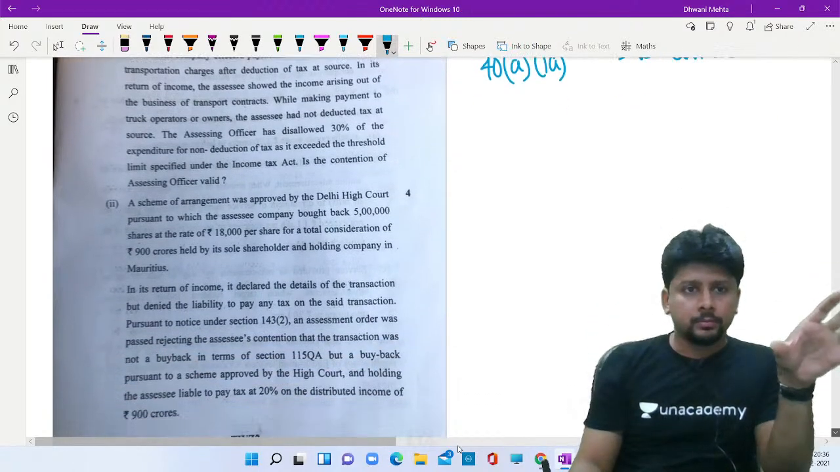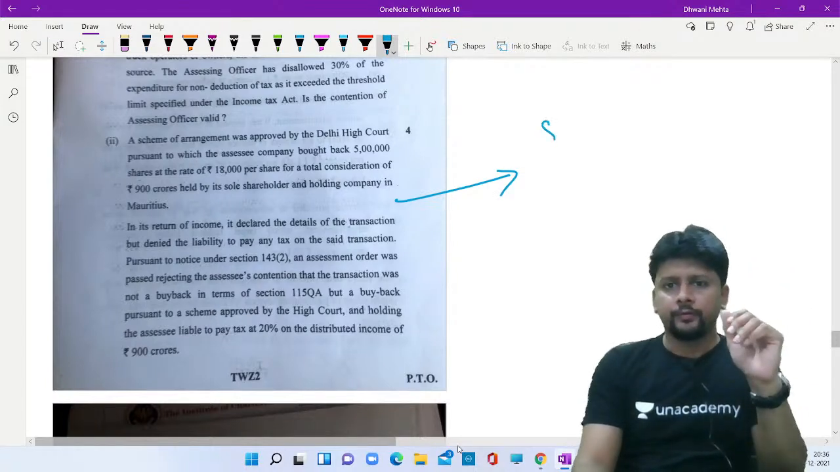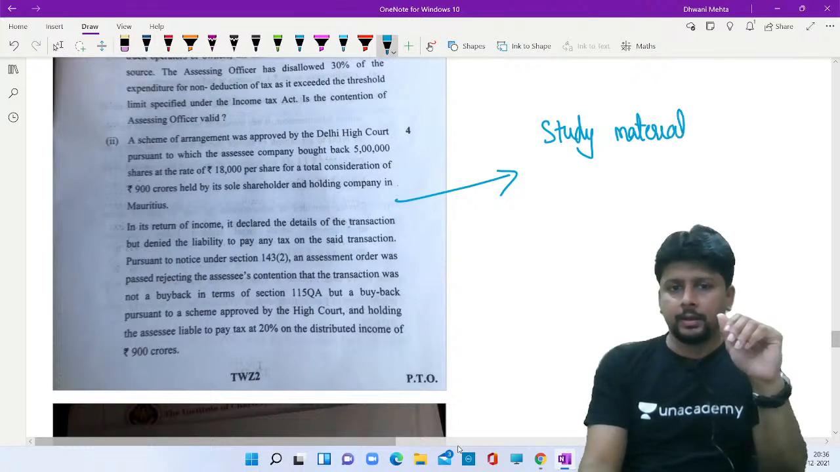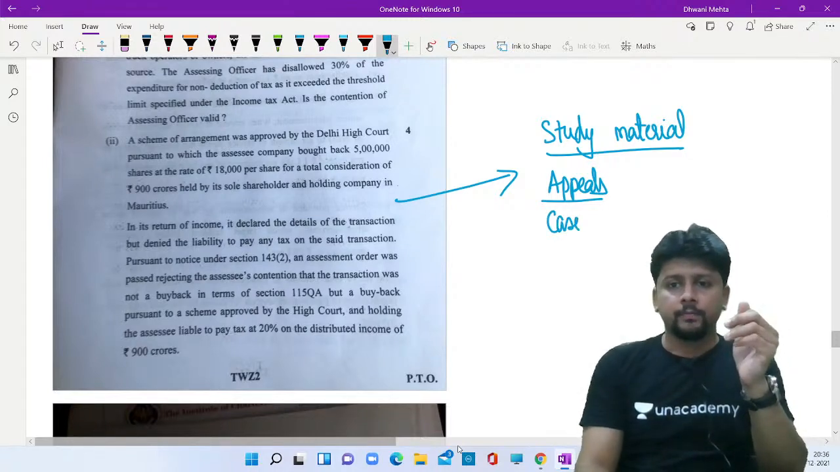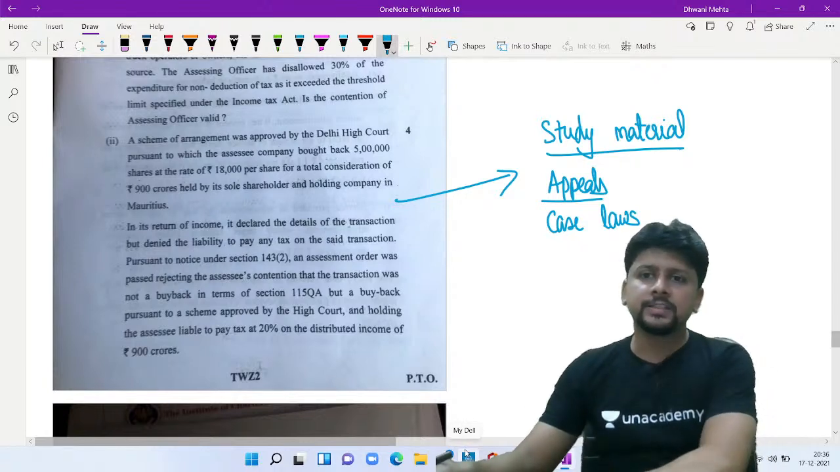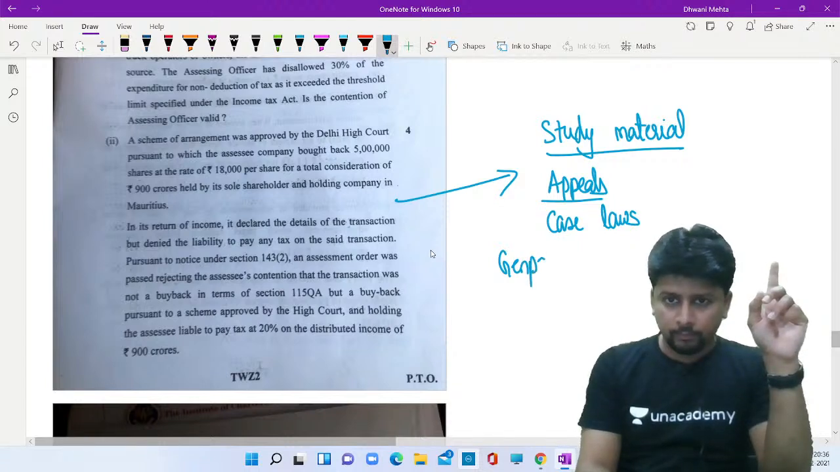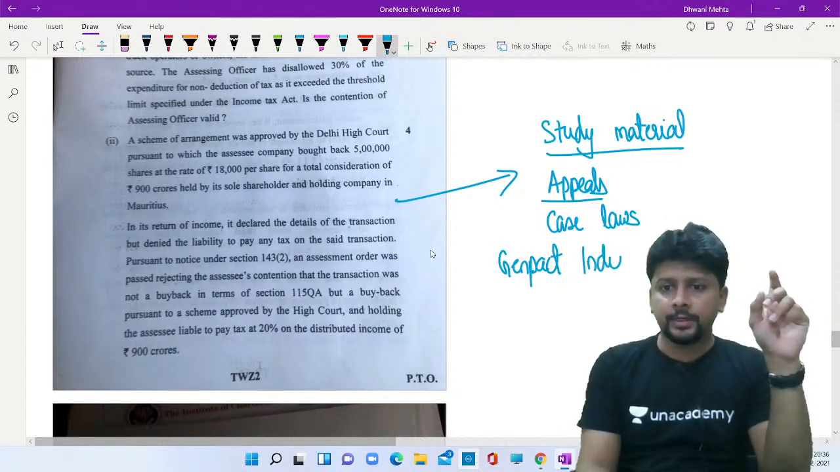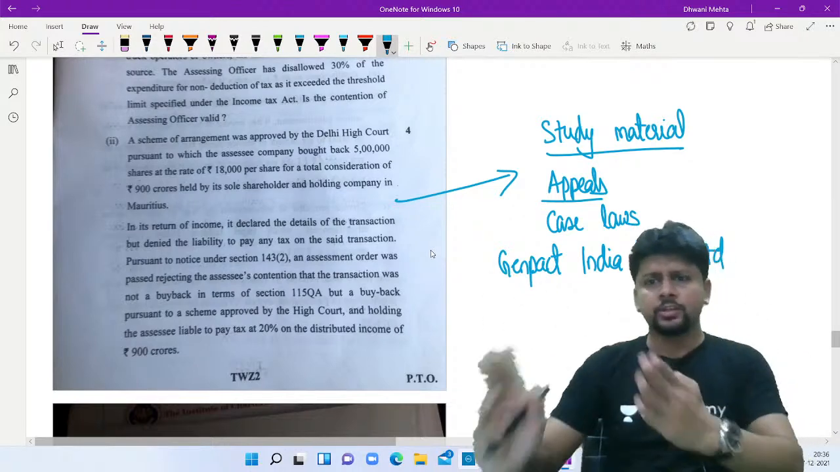Question, subpart number 2. This is exactly from your study material. In the chapter of appeals, at the end of your study material, you are having case laws. Many case laws are printed in the study material. The very first case law, Genpact India Private Limited. This question is exactly based on Genpact India Private Limited.